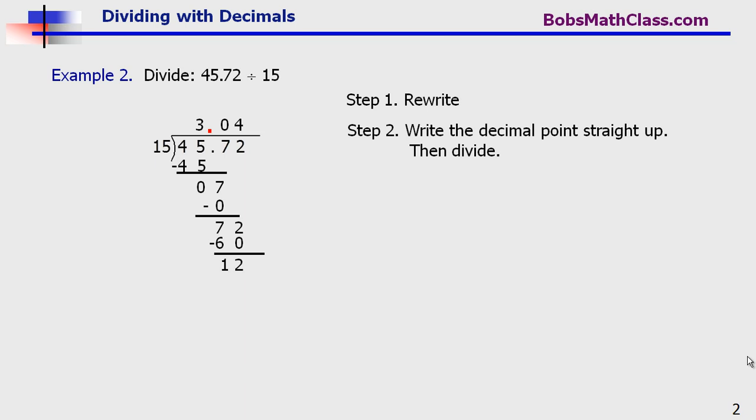Okay, now we could put in a 0 after the 2 and then bring that 0 down. 15 into 120. Right, 8. 15 times 8 is 120, and there's no remainder. So that's our final answer, 3.048.